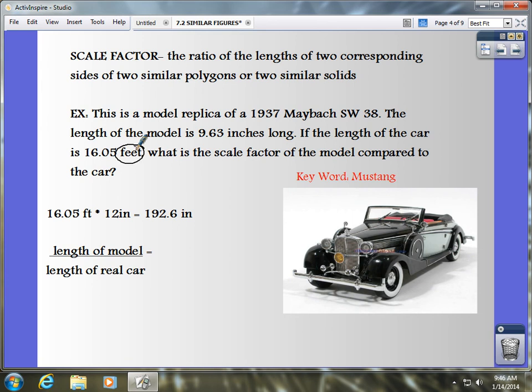16.05 feet times 12 inches equals 192.6 inches. So if we have inches over inches, it works out for us. The length of the model is 9.63 inches, and the length of the car is 192.6 inches. Inches cancel inches, and if you reduce this down, you get 1/20th. So this is the scale factor.